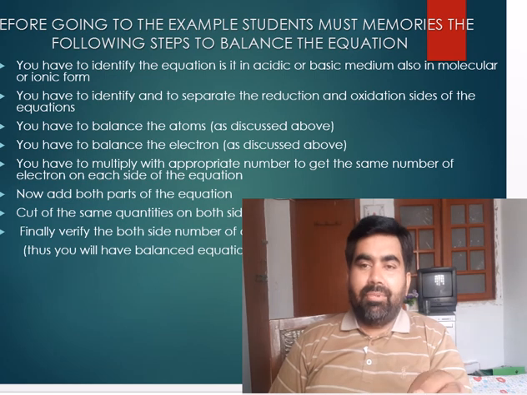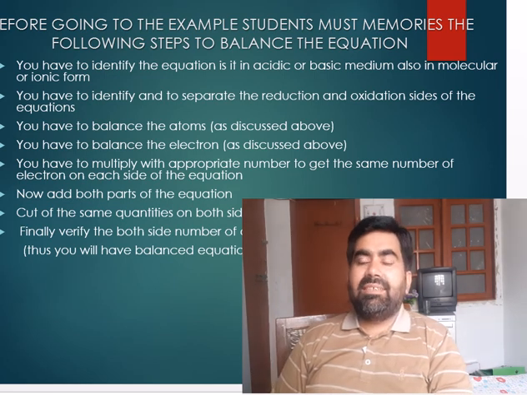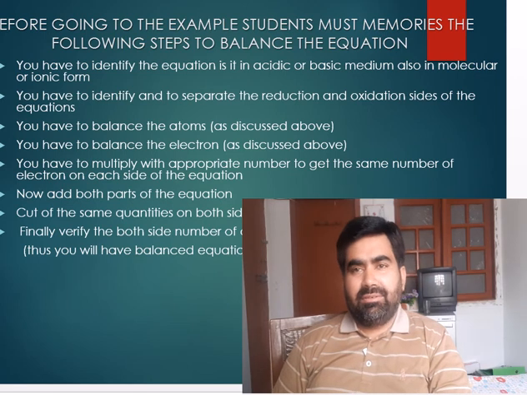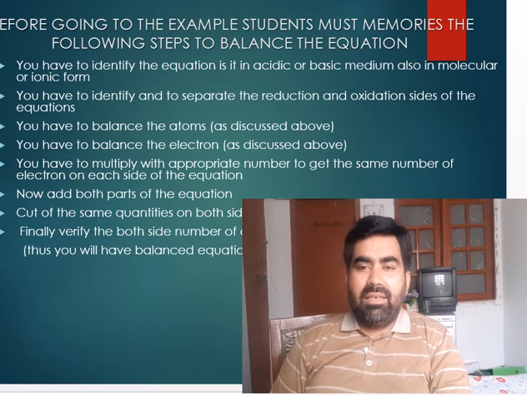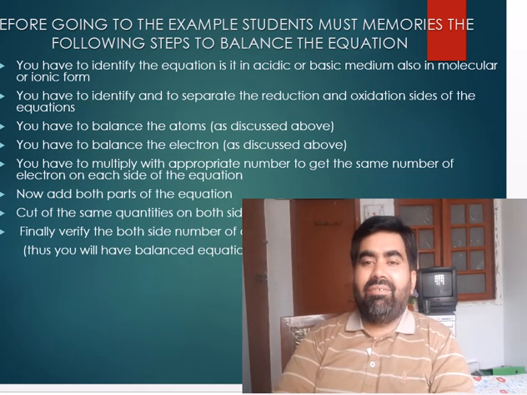Now add both parts of the equation. After that, cancel the same quantities present on both sides of the equation. Finally, verify on both sides the number of atoms and the number of charges. And this is how we get a balanced equation.